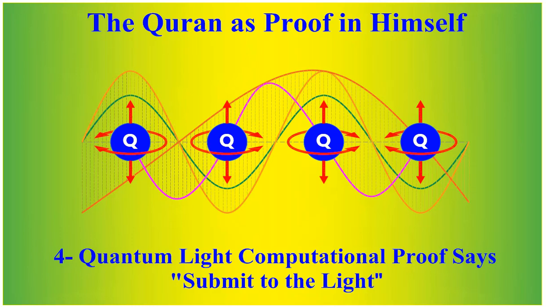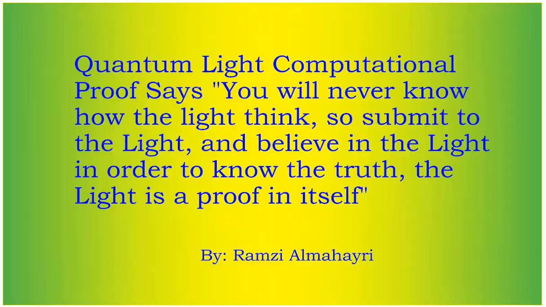The Quran is proof in itself. Quantum Light Computational Proof says: submit to the light. Quantum Light Computational Proof says you will never know how the light thinks, so submit to the light and believe in the light in order to know the truth. The light is a proof in itself.